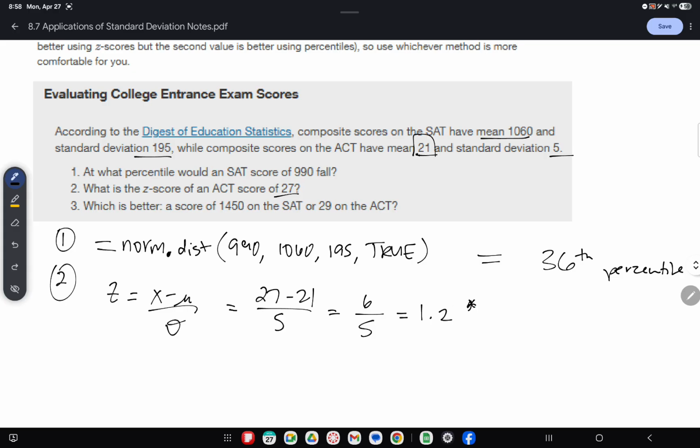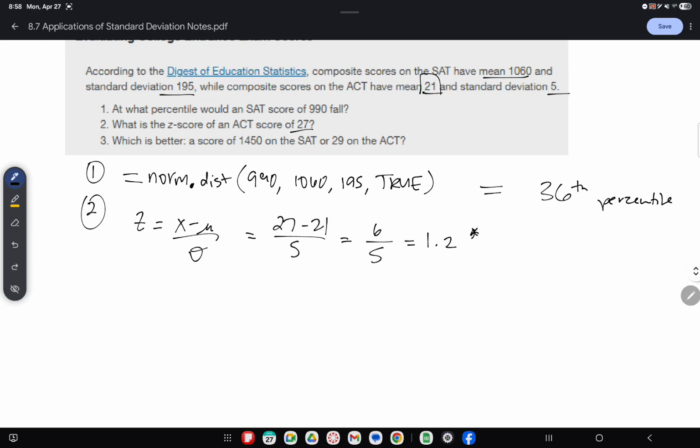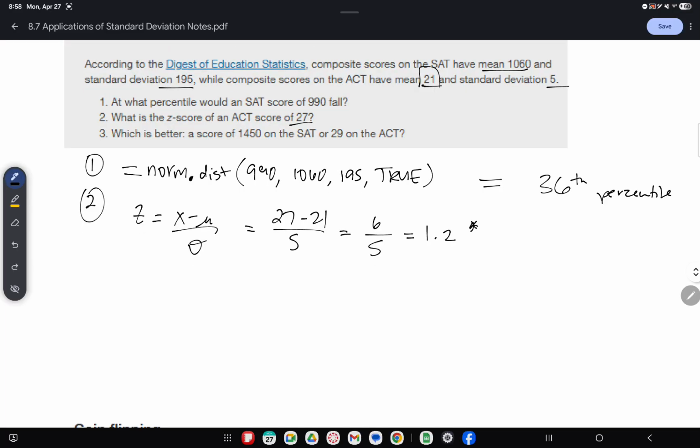So now that it's in this standardized score, we could compare it to an SAT score and see which value is further away from the mean in the positive direction. So it's like that third example, actually, we could probably do that. Which is a better score? A score of 1450 or a score of 29? So let's use those z-scores. So for the SAT, that z-score is data value minus the mean over the standard deviation.